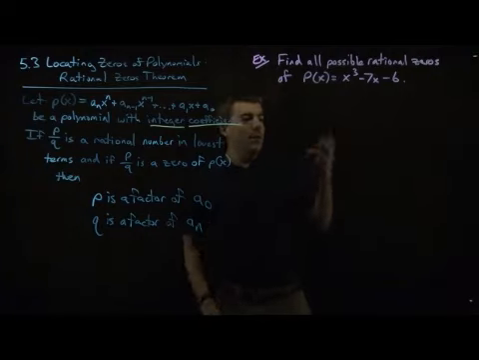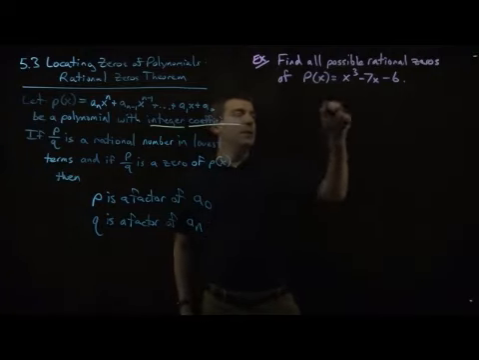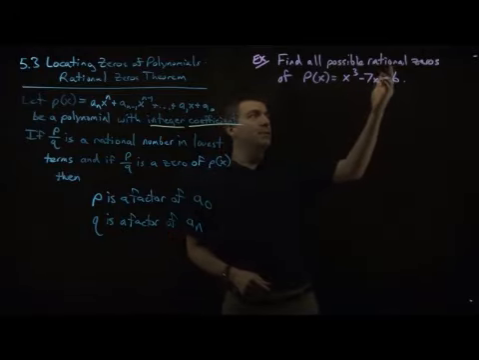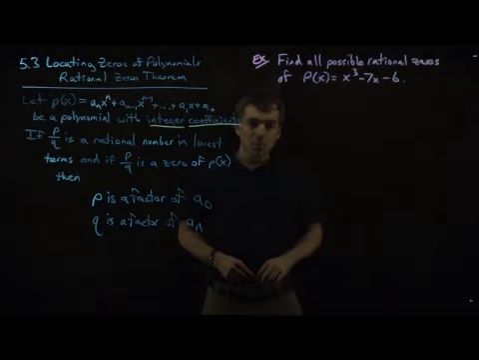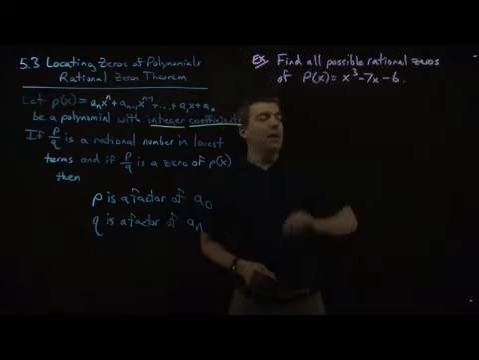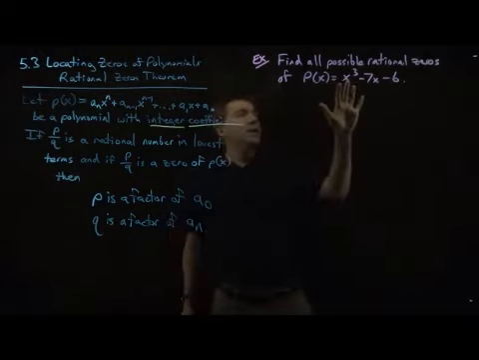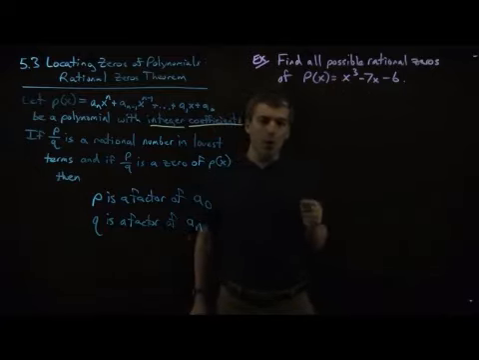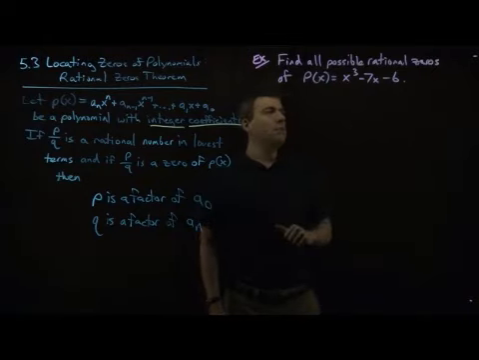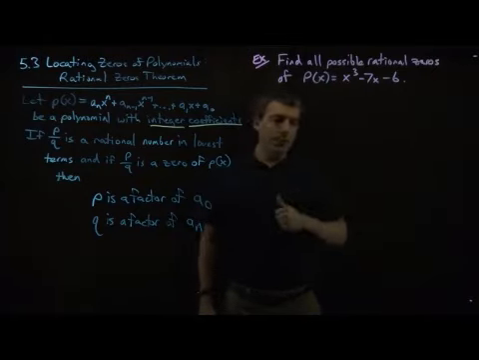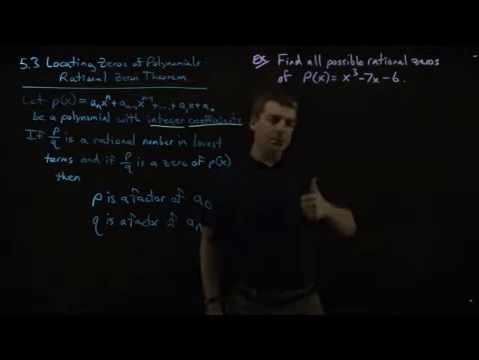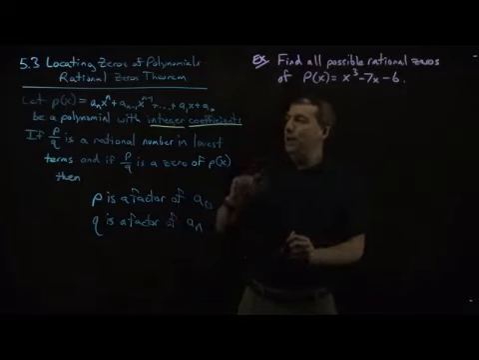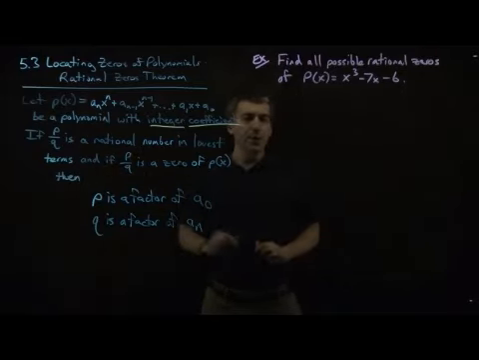All right, so I have a polynomial over here. P of x equals x cubed minus 7x minus 6, and we want to find all the possible rational zeros. So first off, we look at this polynomial and we look at its coefficients. The leading term here is x cubed, its coefficient is 1. That's an integer, it's good. Negative 7x, negative 7, also an integer, and negative 6, also an integer. So this is a polynomial with integer coefficients, which means it qualifies for the rational zeros theorem.